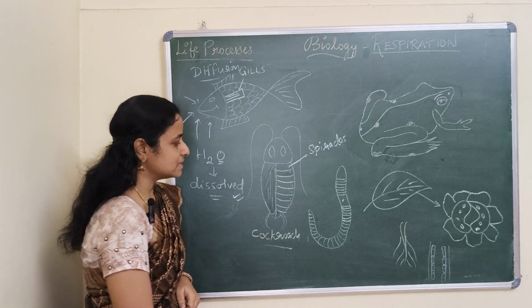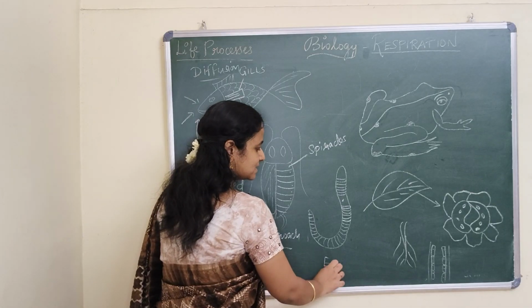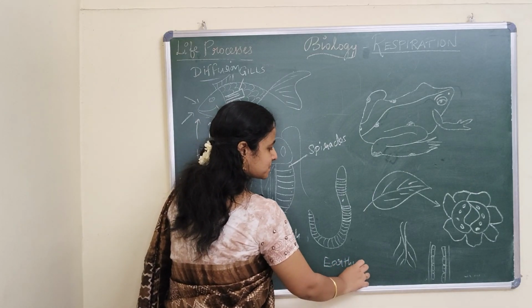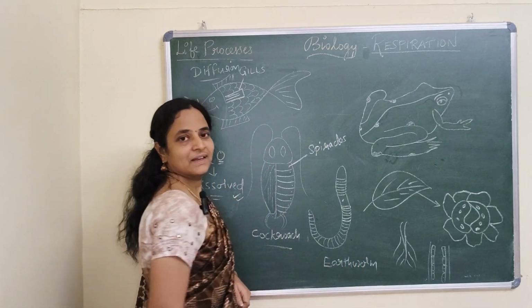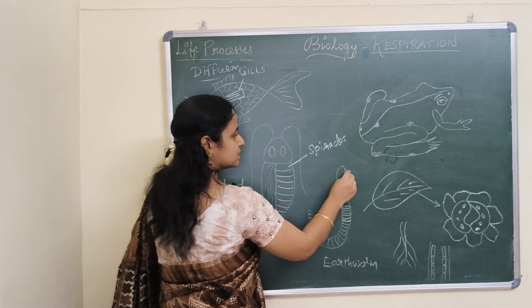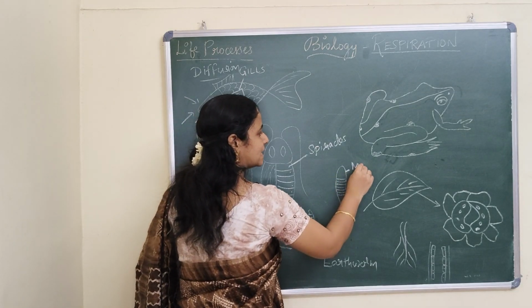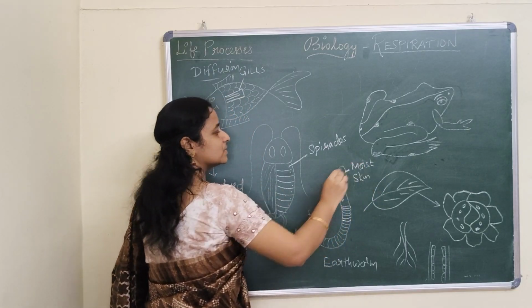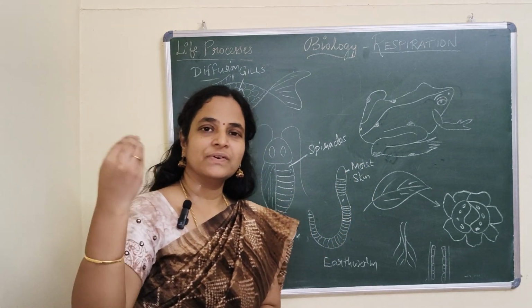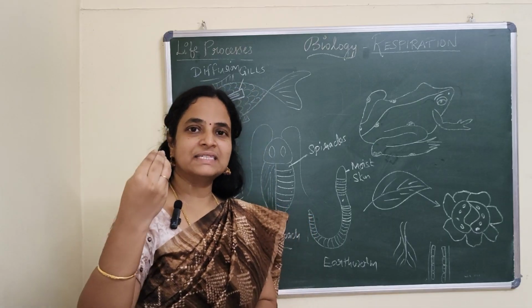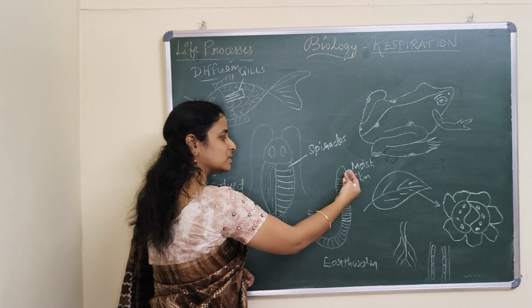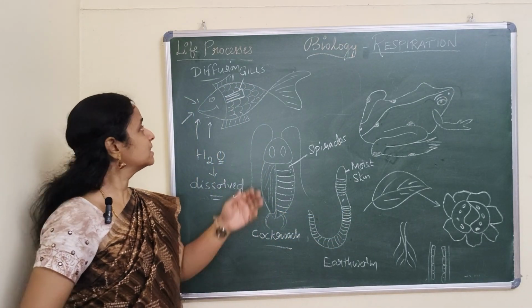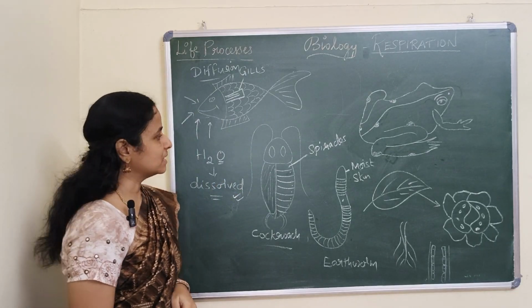And the third is earthworm. Tell me, what is the respiratory organ of earthworm? The respiratory organ of earthworm is moist and delicate skin. Moist skin. You could have seen earthworms with very moist and watery skin. So they breathe through their moist skin via the process of diffusion again.